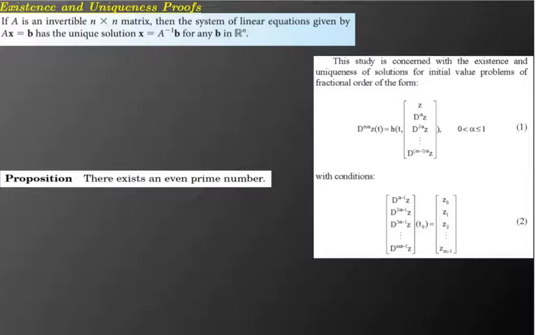And these show up all the time in our class too. So this is actually a theorem out of your book. It doesn't necessarily mean much to you right now, but I'm still going to read it. It says, if A is an invertible n-by-n matrix, then the system of linear equations given by Ax equals B, those are vectors right there, has the unique solution x equals A inverse B for any B in Rn.